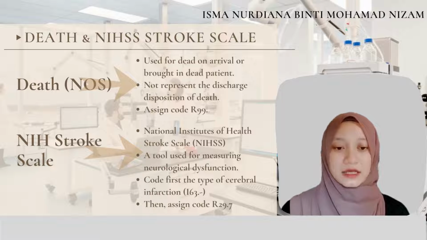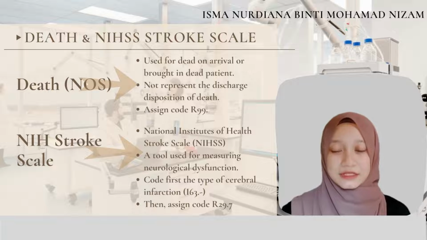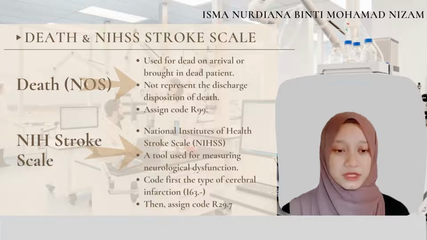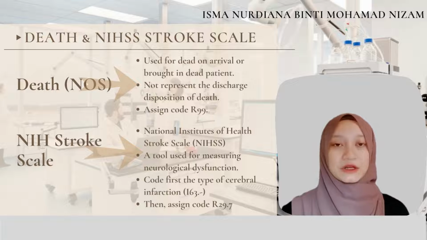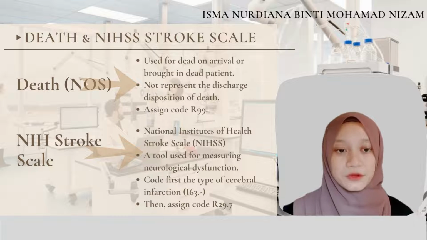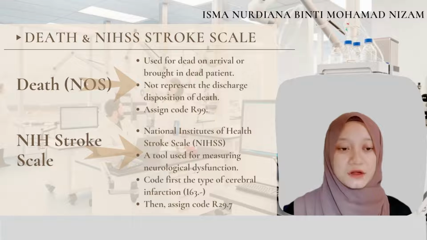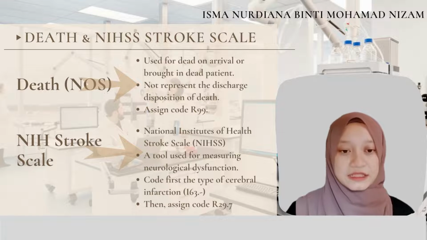Next is the NIHSS stroke scale. NIHSS stands for National Institutes of Health Stroke Scale, and it is a tool used for measuring neurological dysfunction. And the NIH stroke scale can be used in conjunction with acute stroke codes I63 to identify the patient's neurological status and the severity of the stroke.